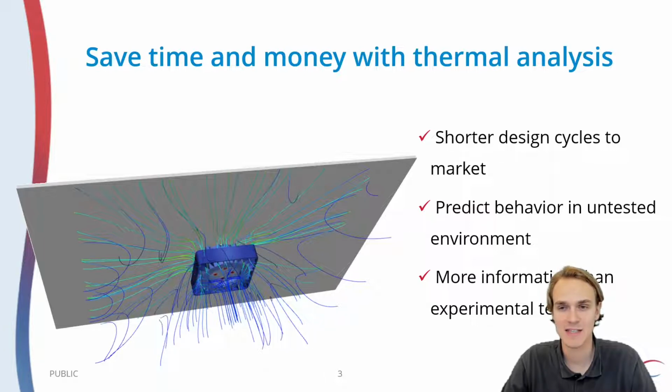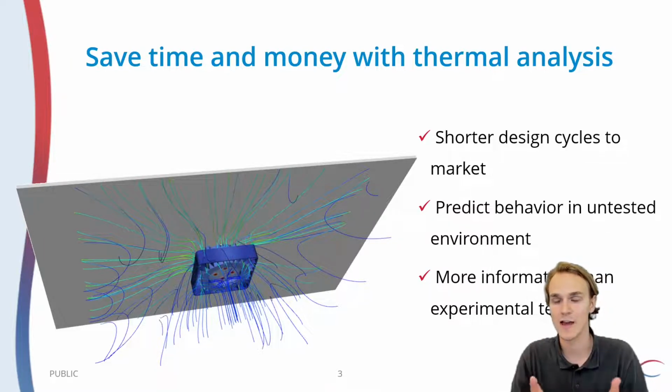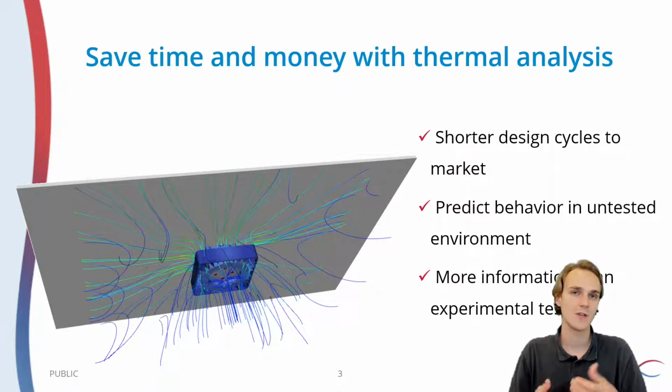thermal analysis basically gives you an indication of how your product behaves in untested environments, and it can replace your experimental validation entirely. If you're still using experimental setups to test prototypes, you should really consider introducing thermal analysis into your workflow, because you can get results faster than with an experimental setup. You get more information than experimental tests, for example, on the flow behavior of the air volume around the heatsink or the LED.